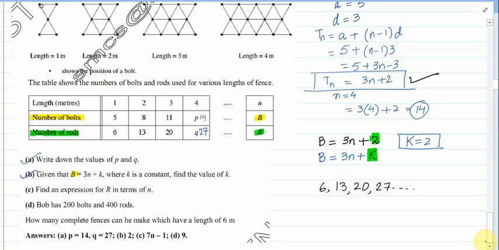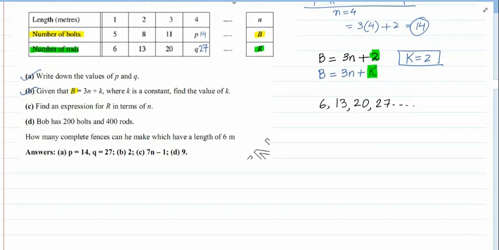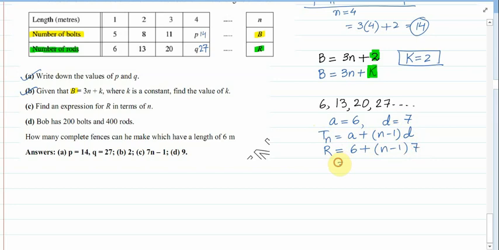The working is very simple and we have attempted it in the previous question as well. a is 6, that is the first term. The difference is 7, that is the constant difference. The working formula is Tn equals a plus n minus 1 d. We have letter R for the nth term of rods. a is the first term, that is 6. n minus 1 d is 7. So that equals 6 plus 7n minus 7. And at last it's 7n minus 1, that is the nth term of rods.